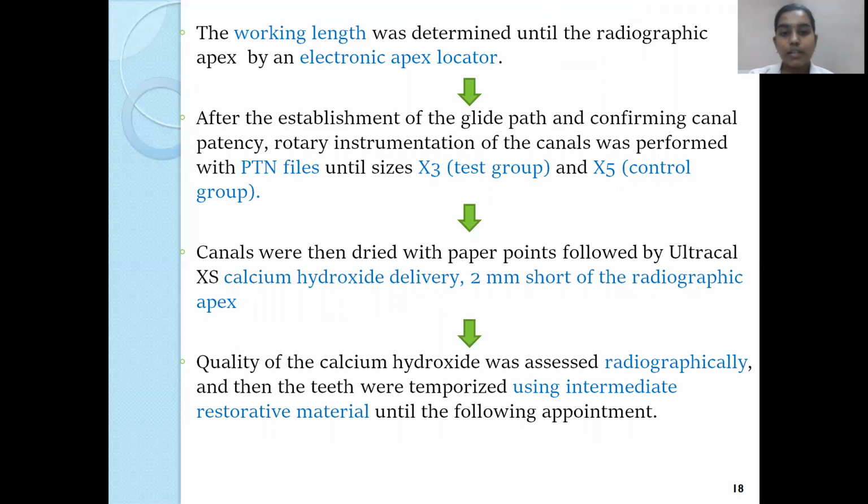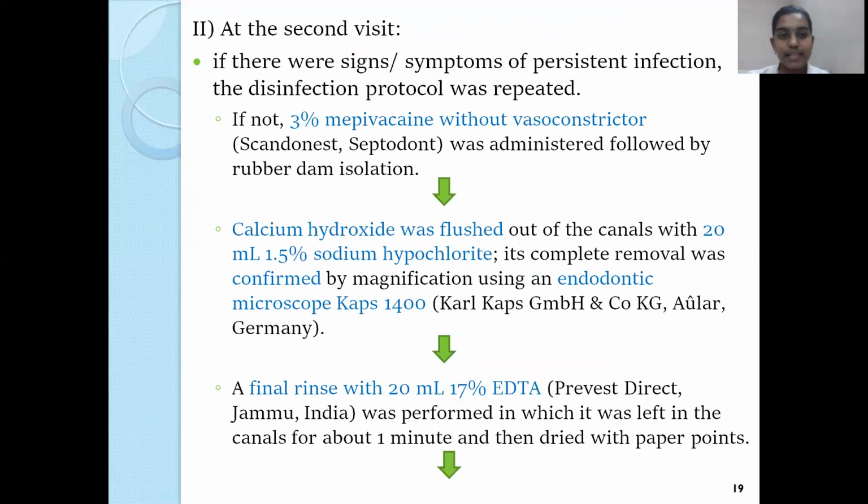Then the canals were dried with paper points, followed by UltraCal XS calcium hydroxide delivery, which was 2 mm short of the radiographic apex. Then the quality of the calcium hydroxide was assessed radiographically, and the teeth were temporized using intermediate restorative material until the following appointment. In the second visit, if there were signs or symptoms of persistent infection, the disinfection protocol was repeated.